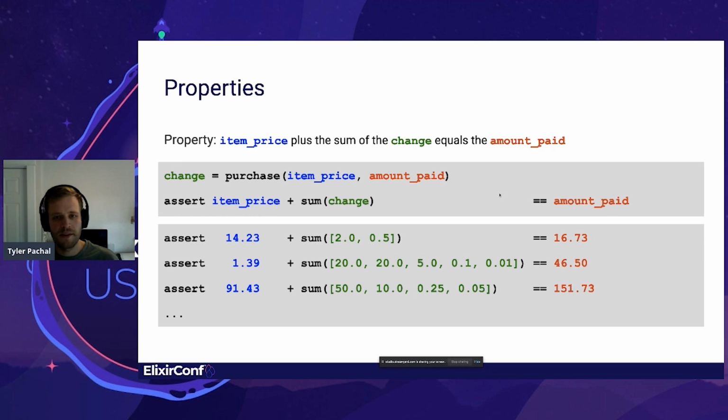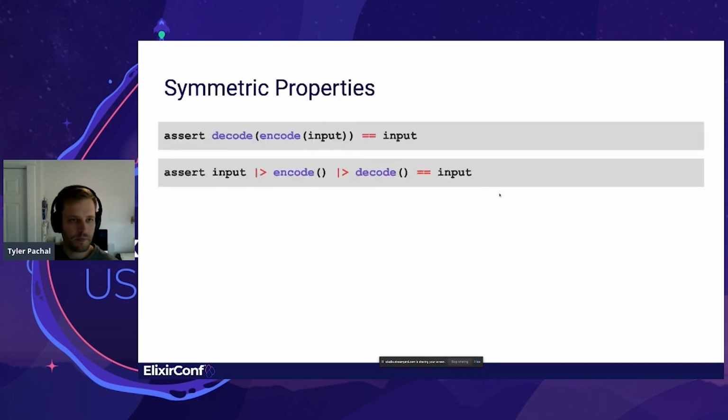So here are some examples of that. Our property-based testing framework would generate something like this, where it would generate the red and the blue, because those are our inputs. And then we would test that our property holds true, which is that the item price plus the sum of the change will always equal the amount that we paid.